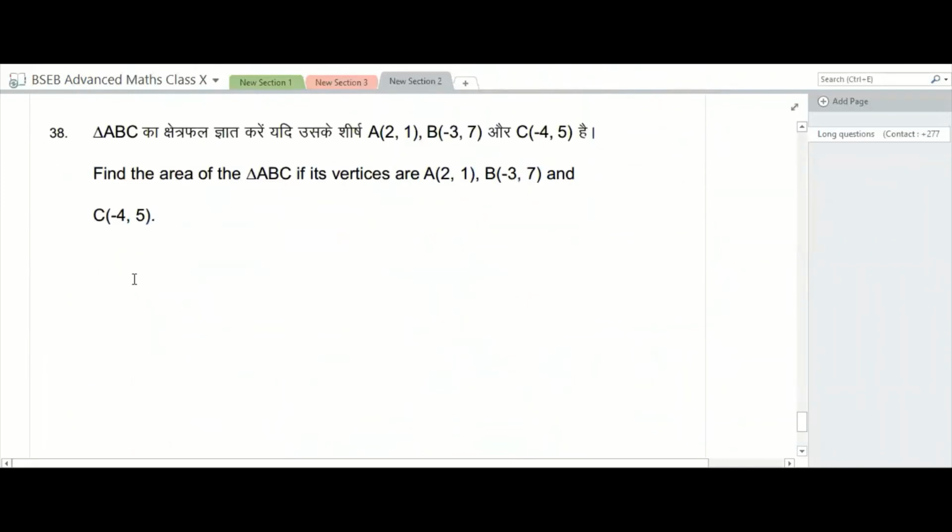Last question, question number 38. Find the area of the triangle ABC if its vertices are... So I like to draw this, not to scale, just to have a picture of what we're looking at. I'm just estimating. This is A here, which is 2 and 1. B is minus 3, 7. Minus 3 and 7, somewhere around there is B. And C is minus 4, 5. This is C.